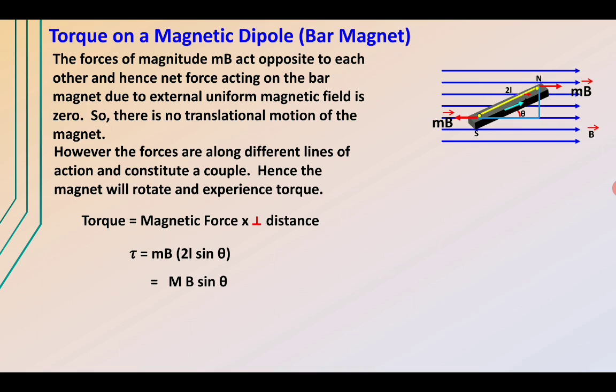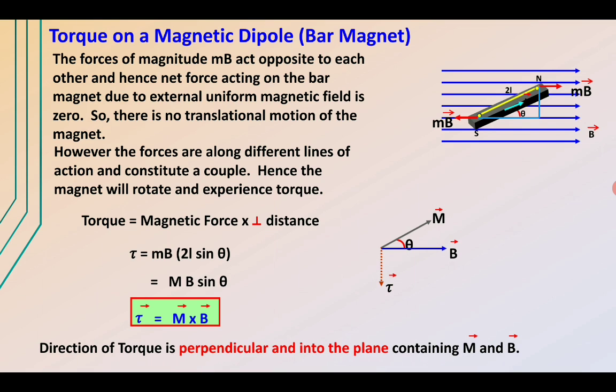and we can write it in vector form as tau vector equals M cross B. We can understand from this figure that we have the magnetic field, this is the direction of the magnetic dipole moment, this is the angle between the magnet and the magnetic field, and this is the torque acting in the downward direction. So the direction of torque is perpendicular and into the plane containing this magnet and the magnetic field.